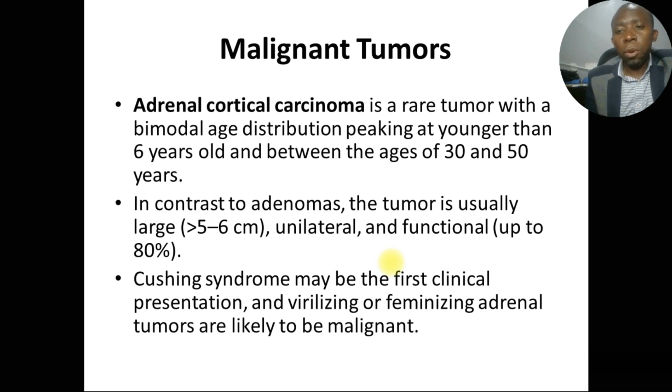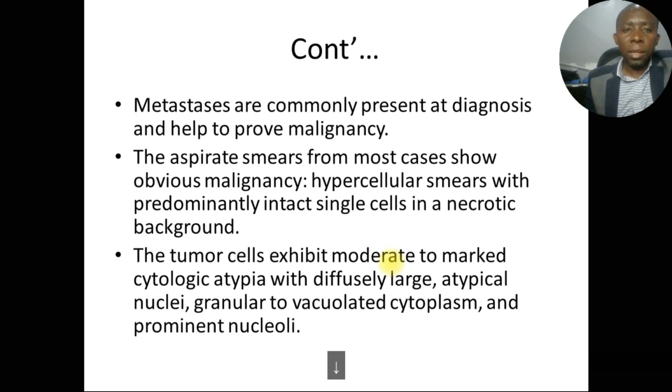It is functional in up to about 80% of cases. So Cushing syndrome may be the first clinical presentation, and virilization or feminizing adrenal tumors are likely to be malignant. Metastases are commonly present at diagnosis and help to prove malignancy. I think when we talk about metastasis, we appreciate that this is a type of cancer.